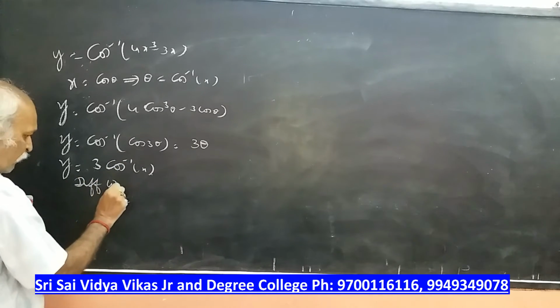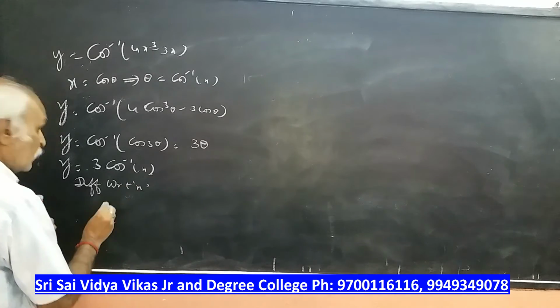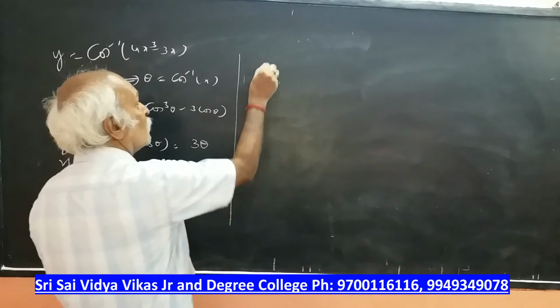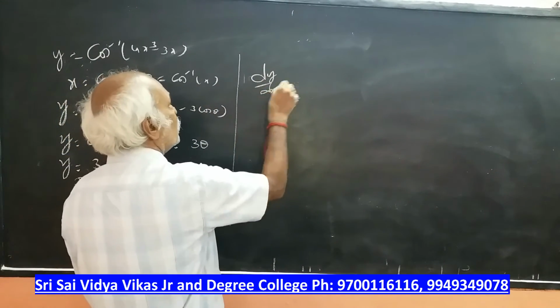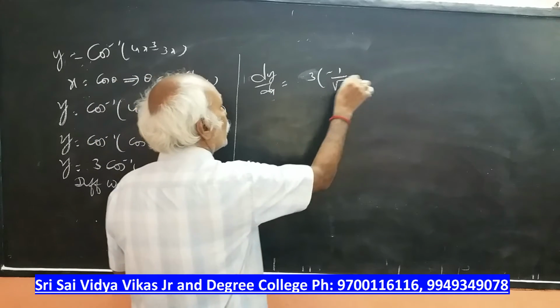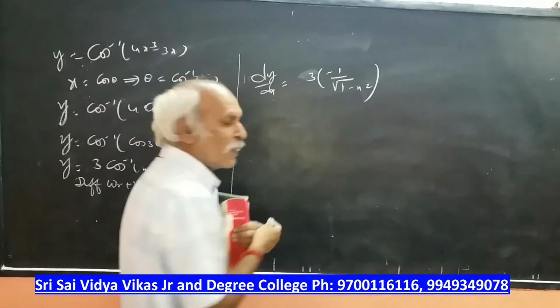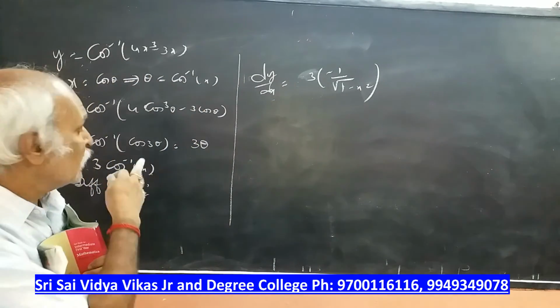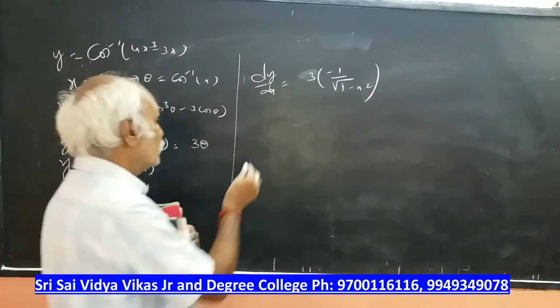Differentiate with respect to x. So, what will happen? dy by dx is equal to 3 into minus 1 by root of 1 minus x square. Okay, observe here, we have to know the trigonometric formulas. Next one.